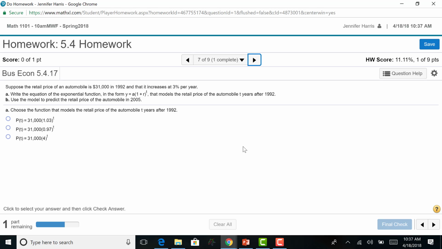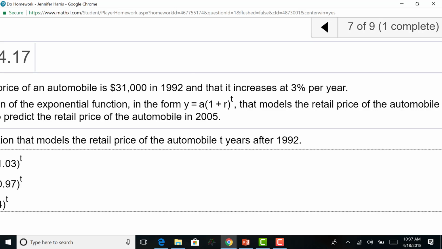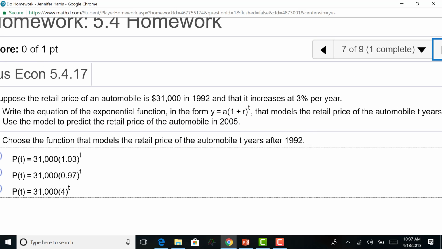Alrighty, let's see. Okay, write the equation. Oh, here's one of the ones that we were doing with, let me open the screen back up so you can see it better. Remember, we said we're going to use this? Yes. Y equals A times parentheses 1 plus R raised to the T power. All right, let's read and see what it says.